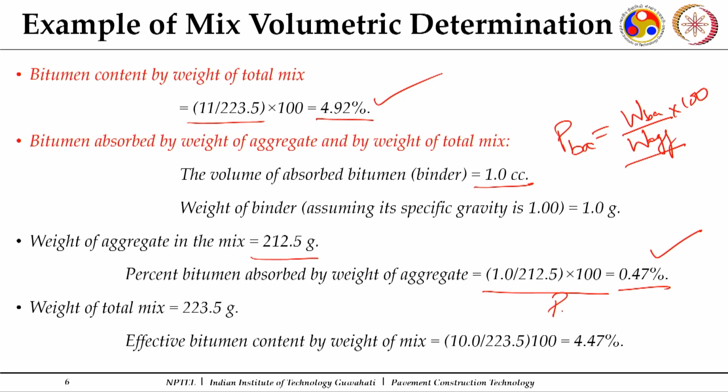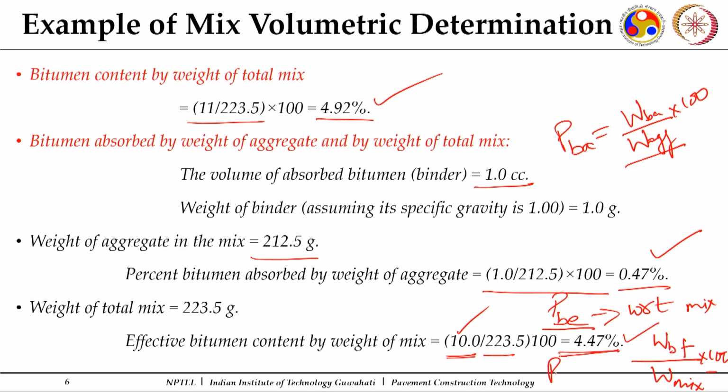And then there was another term, PBE, which is how much effective binder is available with respect to the mix. So, this should be weight of free binder upon weight of mix into 100. Considering the 10 gram was free, with specific gravity of 1, 10 cc was free, so 10 gram is the free binder, and this is the total weight of the mix, 223.5. So, the binder which is effective is 4.47. So, this is PBE.